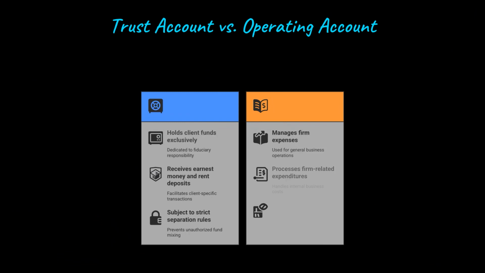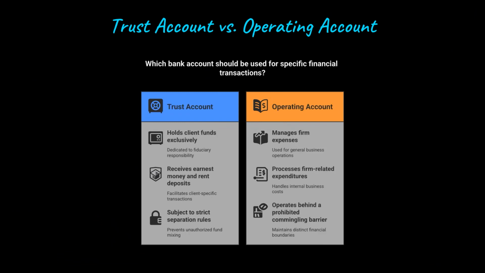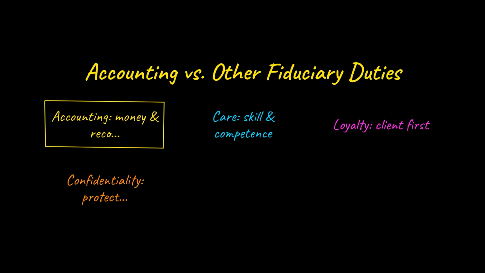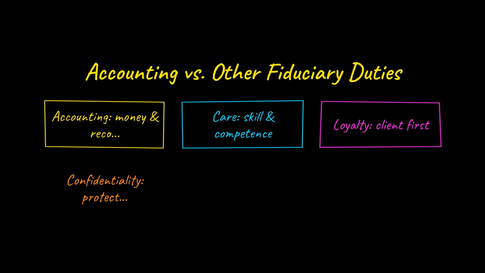Client funds go into a trust account and never touch the broker's operating money. Mixing the two is called commingling, and using client funds for the broker's own purposes is conversion. Both are violations of the accounting duty, not just bad bookkeeping. Examiners love to test how accounting differs from the other duties. Care is about competent work. Loyalty is about putting the client's interests first. Confidentiality protects private information. Accounting is the one duty aimed specifically at safekeeping and reporting client funds.